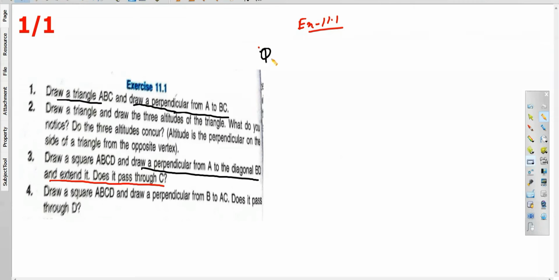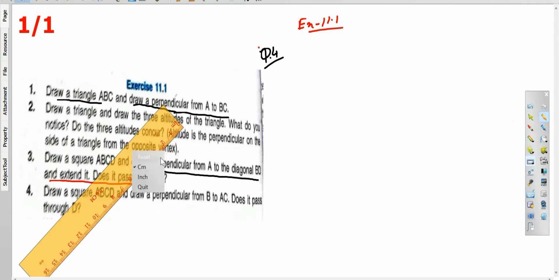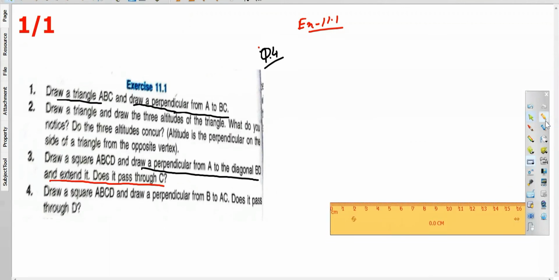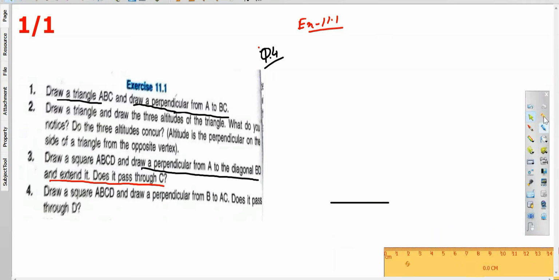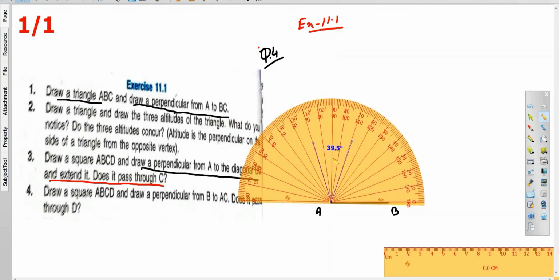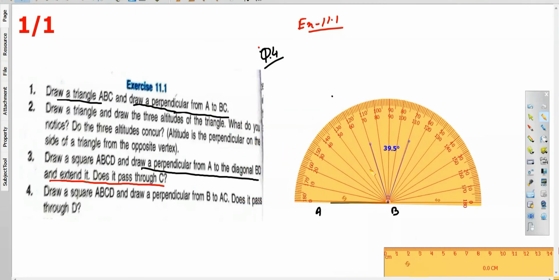Now we will do question number 4. Question number 4, again it is saying draw a square ABCD of your own choice. So again we will repeat the same thing. We'll draw a square with the same measurement which we did. We'll take 5 centimeter as a base and we'll name it AB. Now again, you know that each angle of a square is 90 degrees. So with point A as center, we will draw a perpendicular 90-degree line, and with point B as center also, we will draw a perpendicular line towards AB.